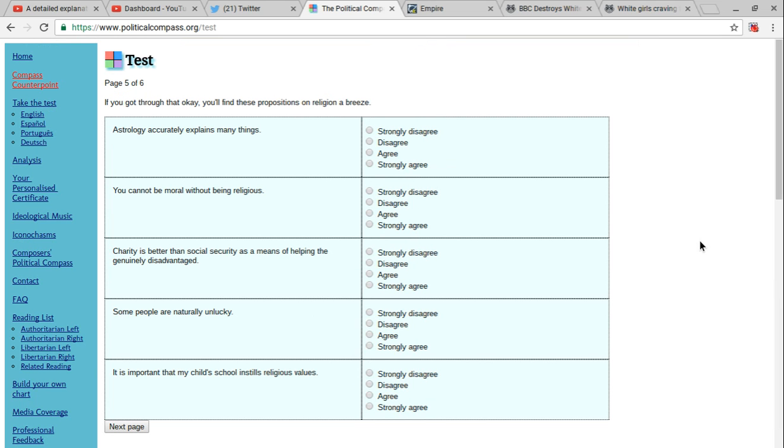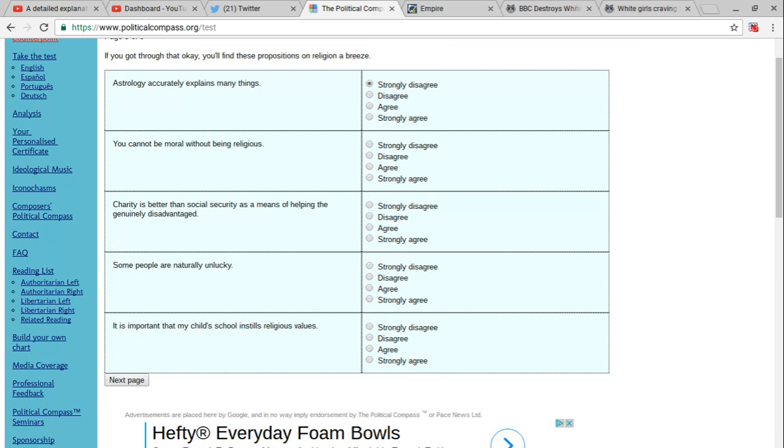Oh, the questions of religion. Astrology accurately explains many things. Yes, astrology explains why I never got laid until I was 19 years old. Totally legit. You cannot be moral without being religious. Bullshit. I know people who aren't moral and they are religious.